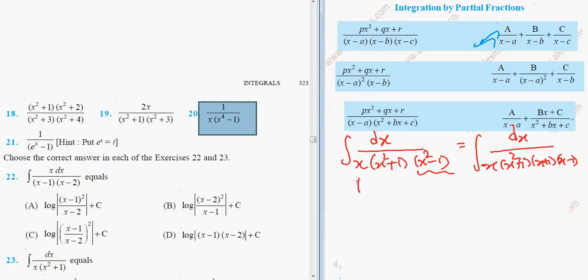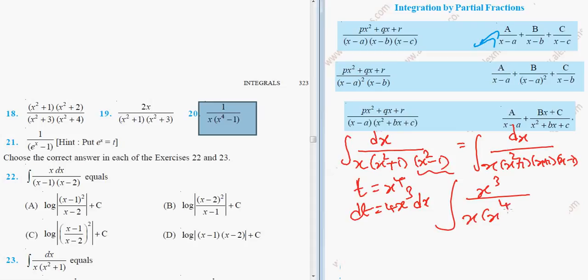Instead, if you take t as x power 4, then what will happen to dt? 4x cube dx. So I purposely multiply x cube with both numerator and denominator. Now this will become x power 4. This will become dt by 4.